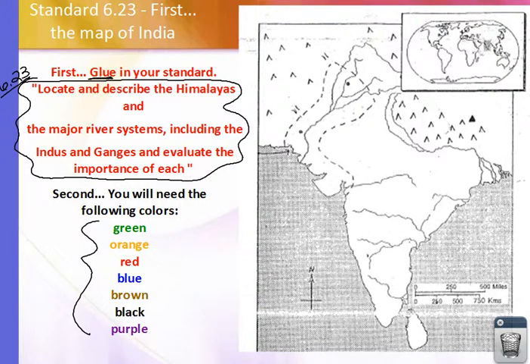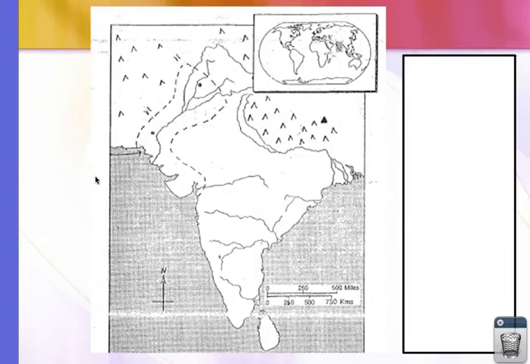So the very first thing that you're going to do is cut out standard 6.23 and glue it on a page in your spiral notebook where you want to start your unit on India. It should be right after your unit on Egypt. Once you have done that, we're going to get started on our map.